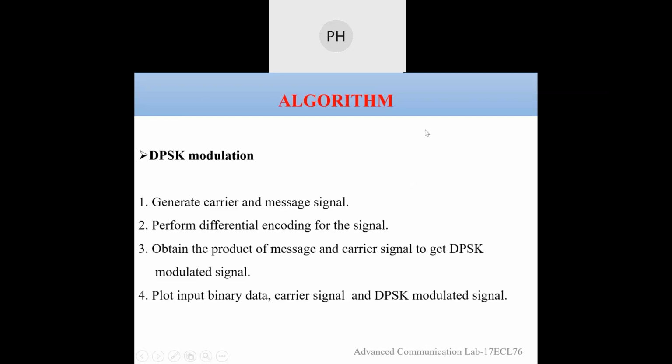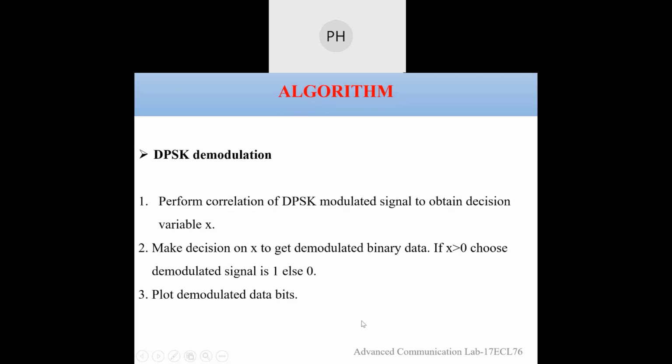The algorithm to generate the DPSK signal using MATLAB code: in order to generate the DPSK signal, first we need to generate a carrier signal and a message signal. Then perform differential encoding of the signal, and convert the encoded signal to polar form. Then this differentially encoded signal is multiplied by the carrier signal to get the DPSK modulated signal. Then plot the binary data, carrier signal, and the DPSK modulated signal.